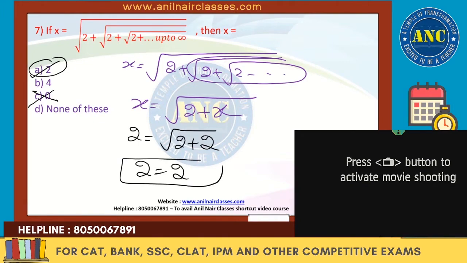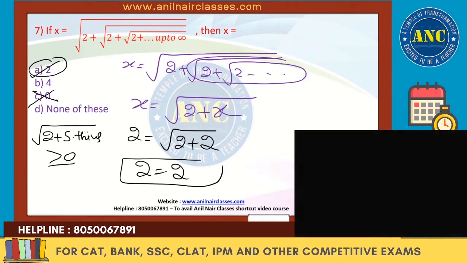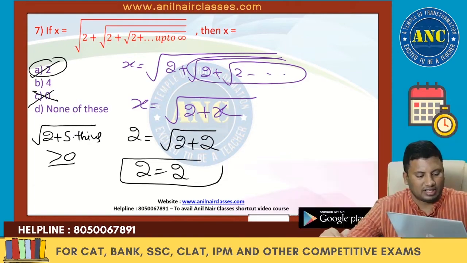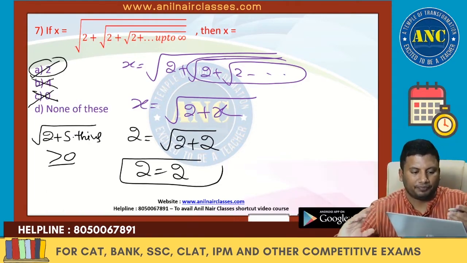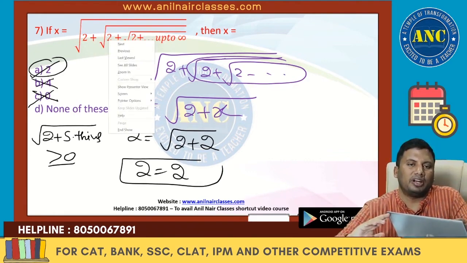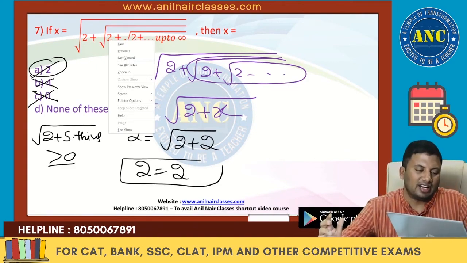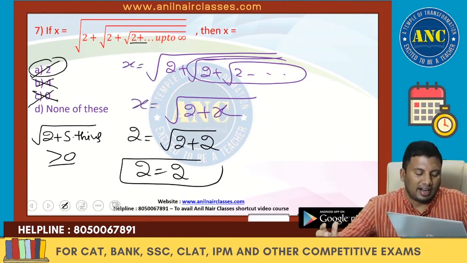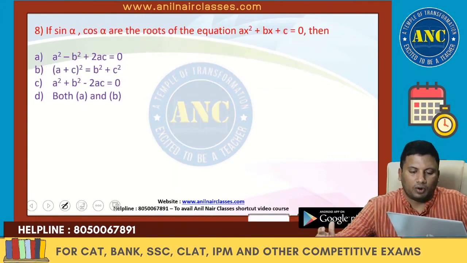It cannot be 0. Why can it not be 0? It is clearly showing that it is root of 2 plus something, so the answer has to be greater than 0. I hope it is clear. Seventh one. It cannot be 4. If you do approximation, 1.4, 3.4, root 3, it is less than 4, you are getting it. I hope it is clear.